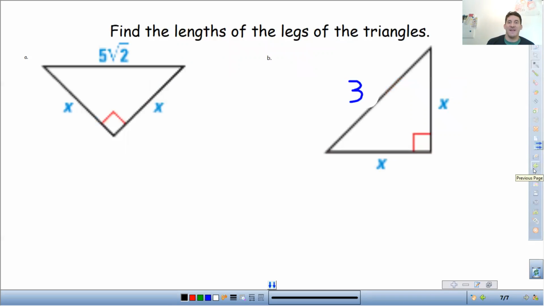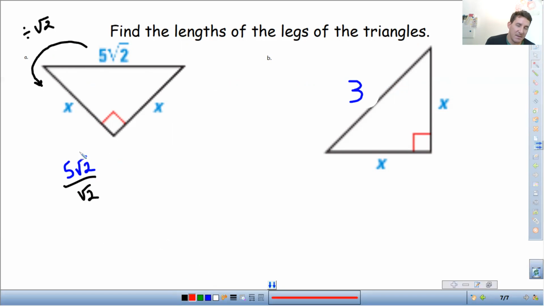Find the lengths of the legs of the triangles. This is pretty easy, at least for this one. I'm going to find that side by dividing by the square root of 2. So I take the length of the hypotenuse, 5 times the square root of 2, and divide it by the square root of 2. Here's a nice thing: the square root of 2 on the top and bottom cancel each other out, and so I just have 5. So the x's are 5.